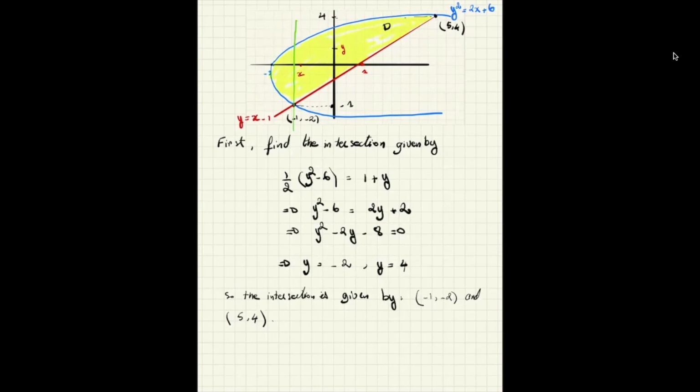So in this case, D is both type 1 and 2.